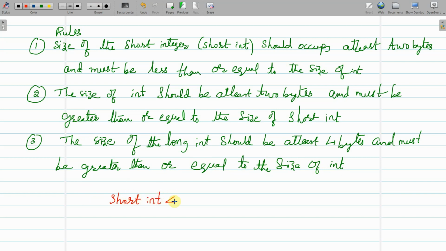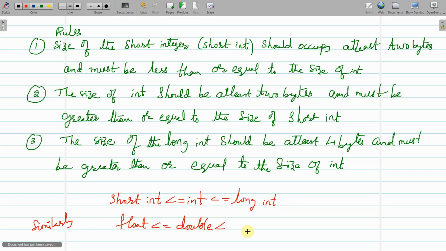is always less than or equal to long int. So this is the point number 1 you have to understand. Based upon this, similarly we have one more equation to be formed here. Float is greater than or equal to double is less than or equal to long double. So this you have to keep in mind.